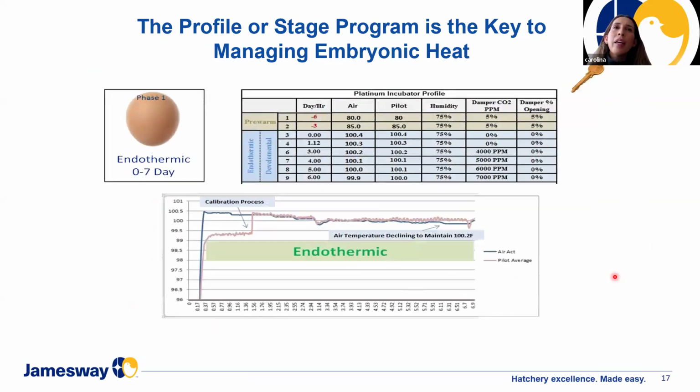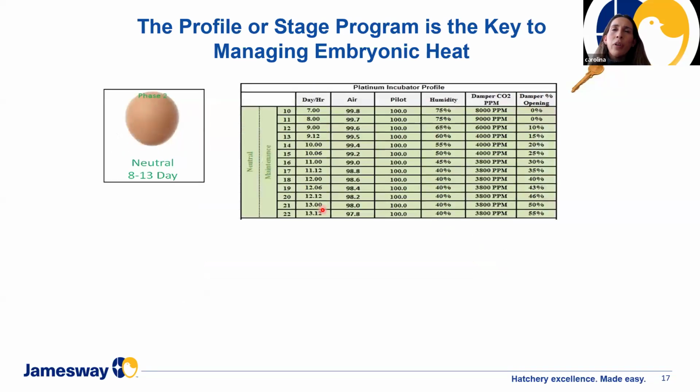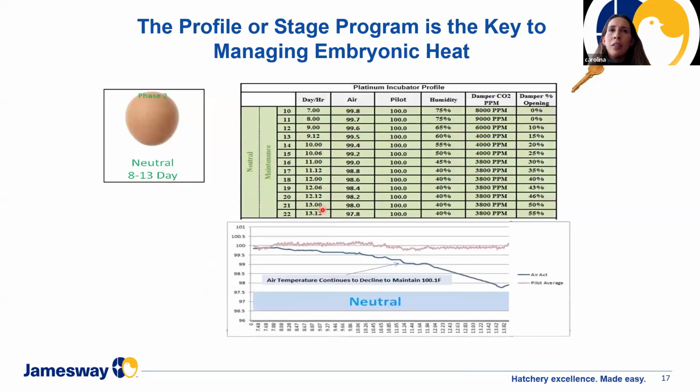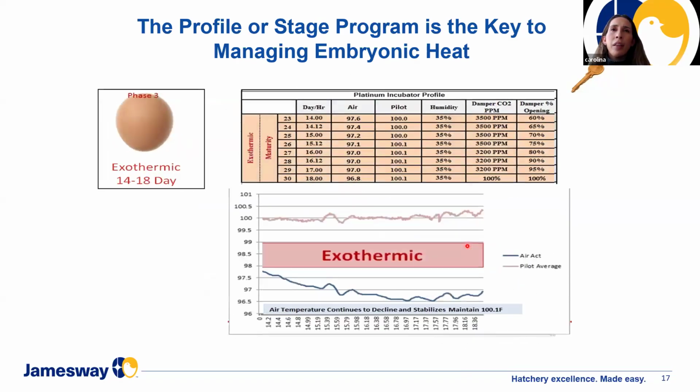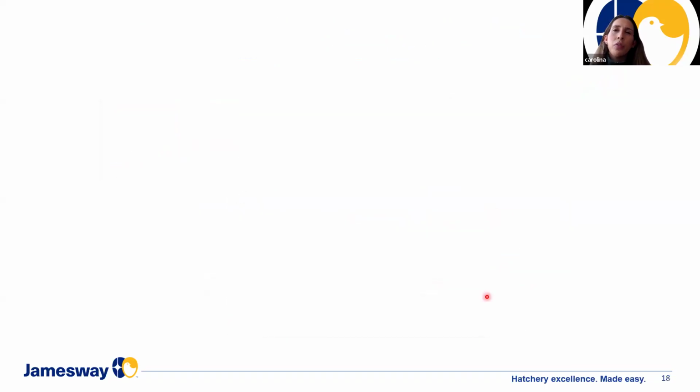All right, so we know we have the endothermic phase, where we can see how the temperature goes down, and then we're trying to keep the temperature. Then we have the neutral phase, where air temperature continues to decline to maintain the actual temperature level. And at the end, we have the exothermic phase. Here we also have the pilot reading, or the actual reading. And here is the machine temperature, which continues lower.